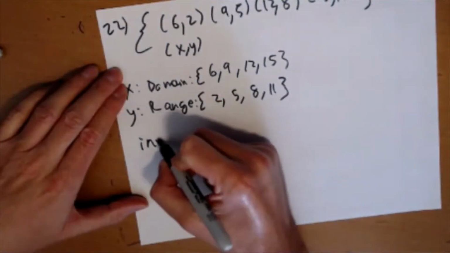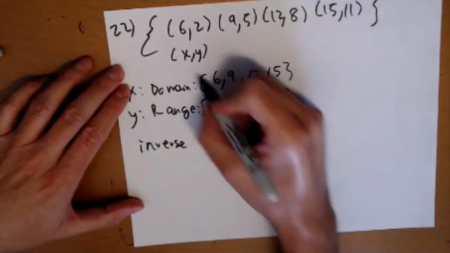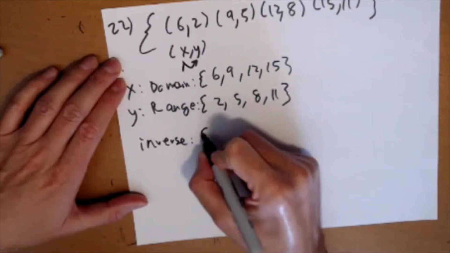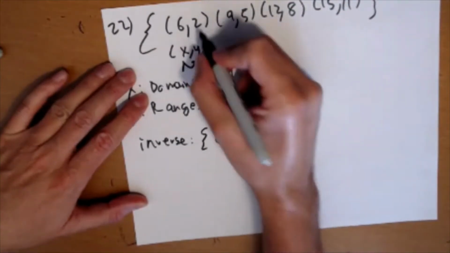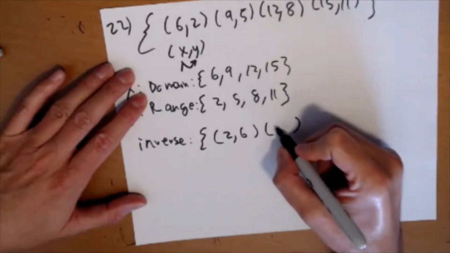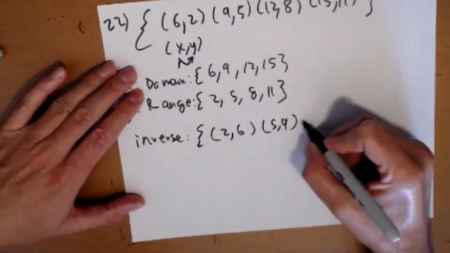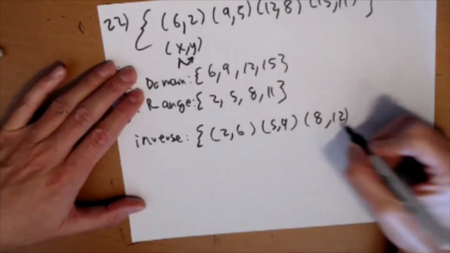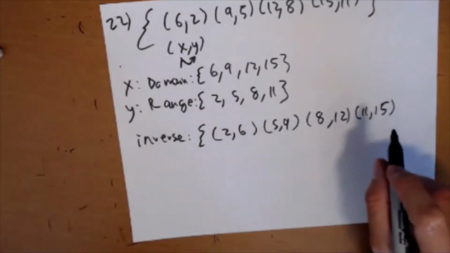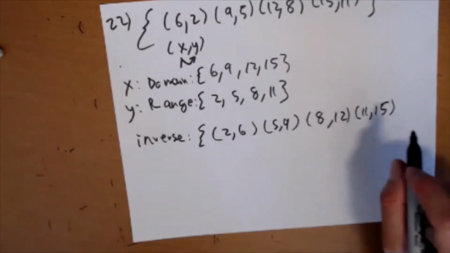Now all you do with an inverse is you switch x and y. So 6, 2 becomes 2, 6. 9, 5 becomes 5, 9. Hey, this is easy. Yeah, I know. 8, 12. 11, 15. Ta-da! Okay, 28. Need a new piece of paper for 28.